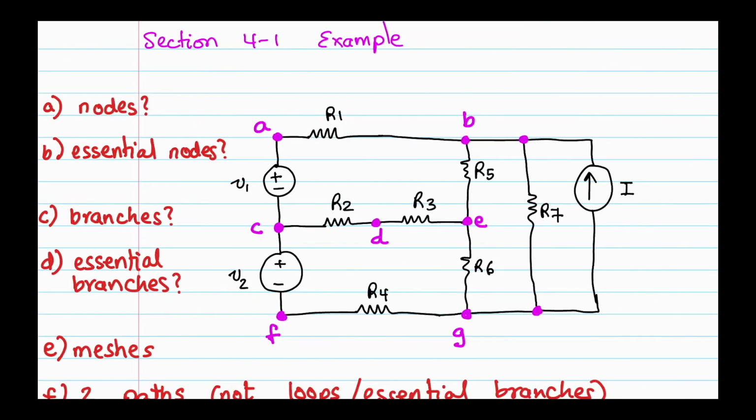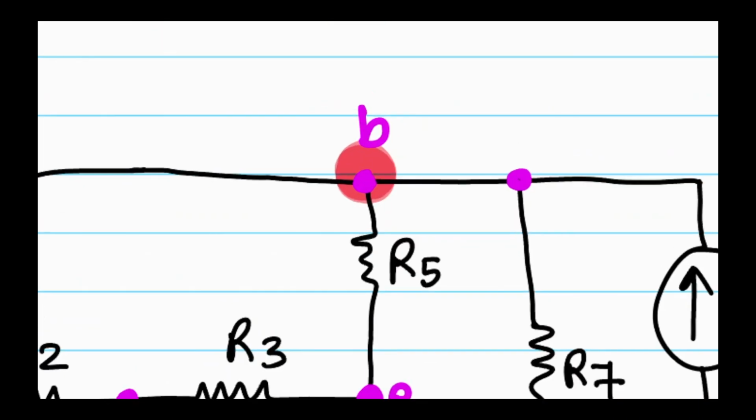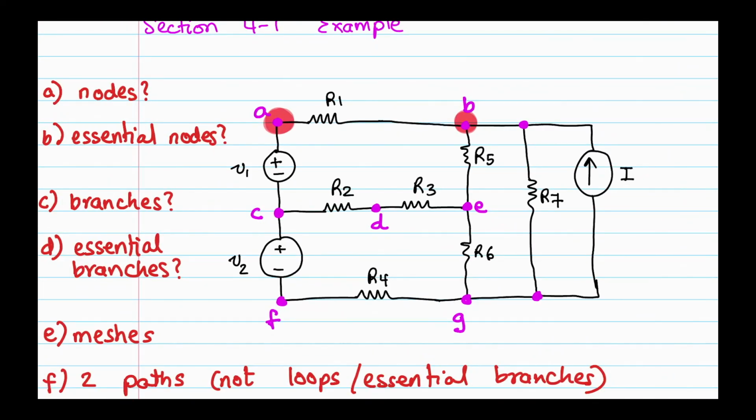Okay, so clearly we can start here. A is a node because two circuit elements, the voltage source V1 and the resistor R1, meet there. So is B. You see, B is a node as well because there is a resistance R1, there is a resistance R5, and you see there is a resistor R7 connected to the same node. Okay, and there is a current source I connected there as well. So B certainly is a node.